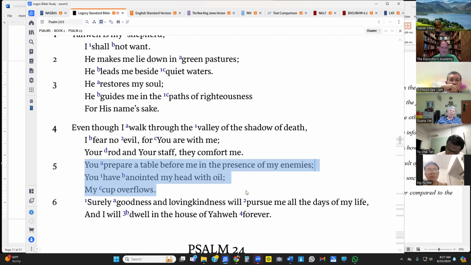God not only cares for me, not only protects me, but also exalts me before my enemies, provides for me, feeds me, and so on.